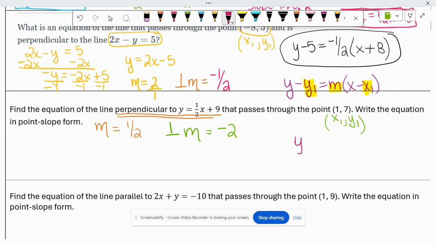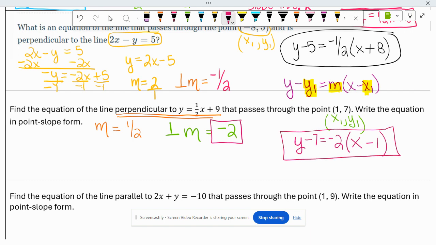So you start off with y minus, what's the y1 coordinate? Help them out, Gianna. 7. Equals my slope, Gianna. My perpendicular slope is what? -2. Good job. No, don't apologize. -2 times the quantity x minus 1. Good job. That is the point slope form equation. That's it.